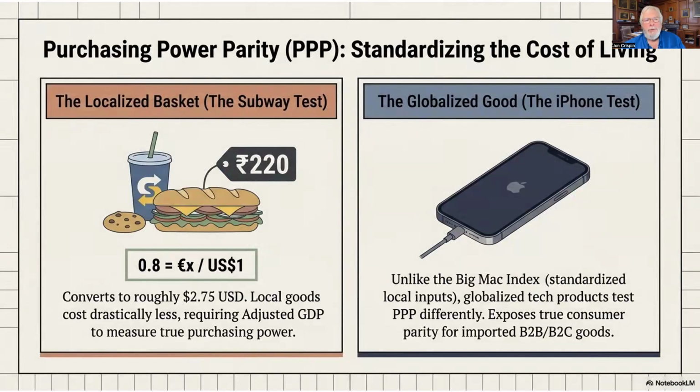If you want to expand foreign direct investment into another country, it's helpful to know what the purchasing power parity is in that country, so that you can compare it with the country that you're in. There are a couple of ways to do that. One is through the localized basket, that's the Subway test or the Big Mac index, and the other is the globalization good, or the iPhone test. Either one is legitimate. They just go about measuring in a different way, but they come pretty close.